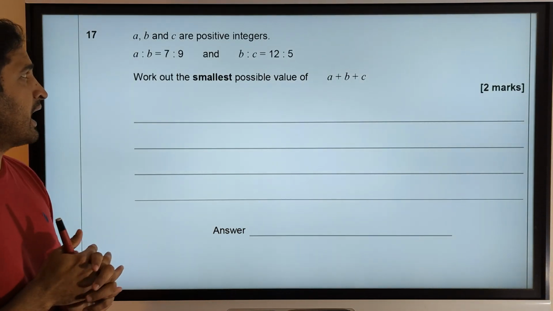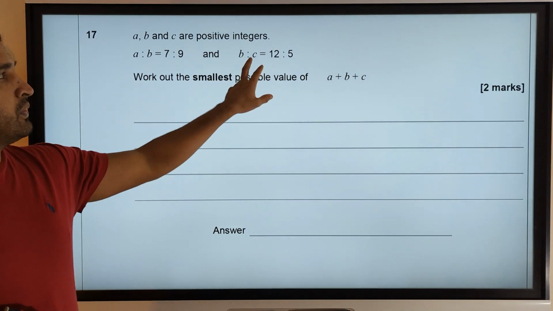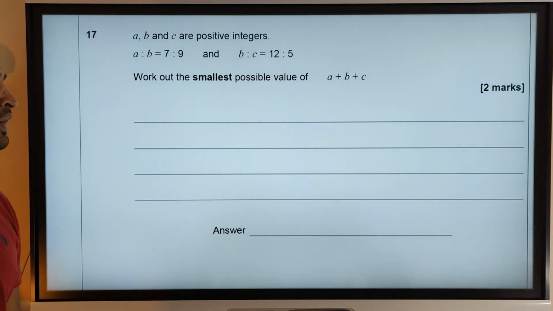A, B, and C are positive integers. A to B is 7 to 9, and B to C is 12 to 5. Work out the smallest possible value of A plus B plus C.